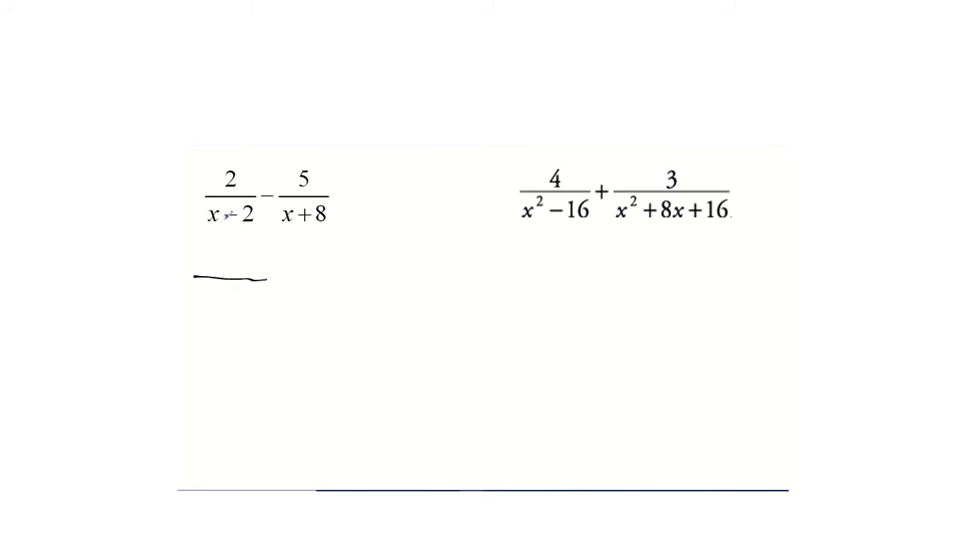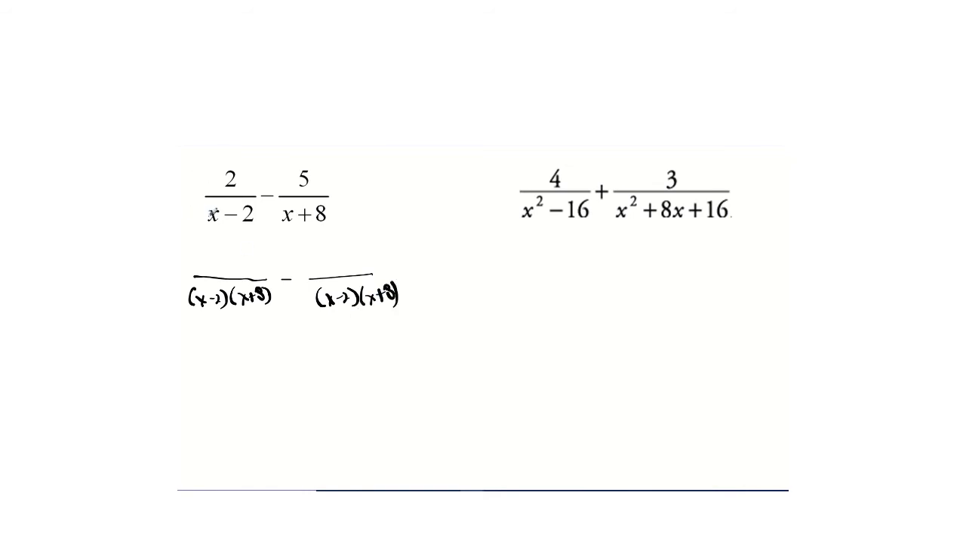So then, write this as, I need every factor that shows up in these denominators must show up in your least common denominator. So we're going to need an x take away 2, and we're going to need an x plus 8. That covers this factor and this denominator. Take away. This one's going to be the same. X take away 2 multiplied by x plus 8.